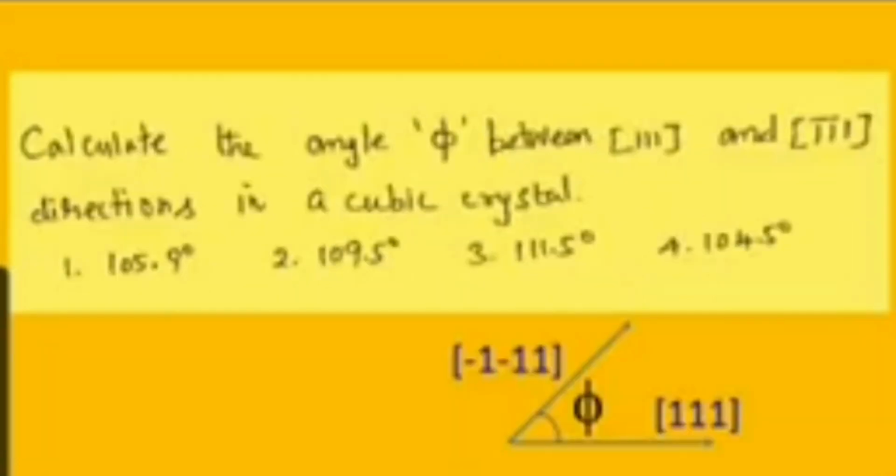So this is the answer for this problem statement, that is, calculate the angle phi between the [111] direction and the [1̄1̄1] direction in a cubic crystal. Therefore choice 2 is the right answer. That is, 109.5 degrees is the right answer.